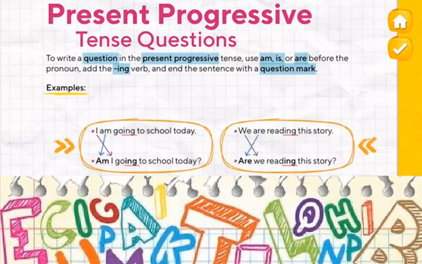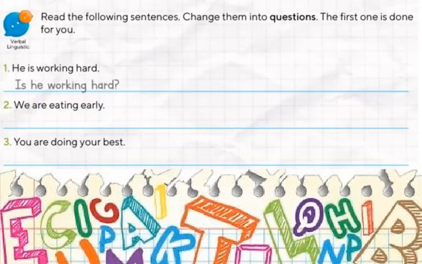We are reading this story. We switch the pronoun and the verb to be. Are we reading this story? Now that you understand it, let's do some practice. Read the following sentences and change them into questions. The first one is done for you.